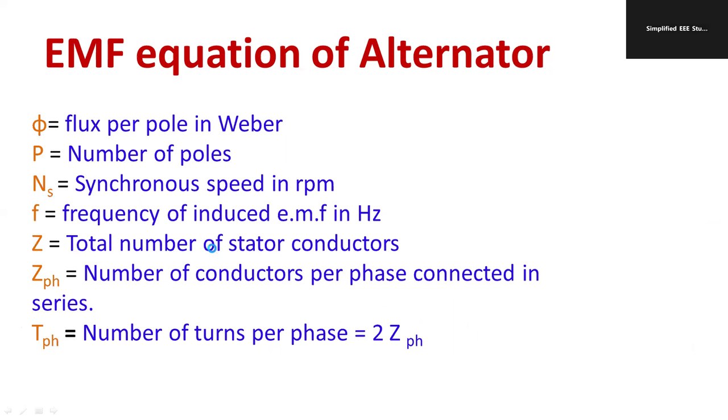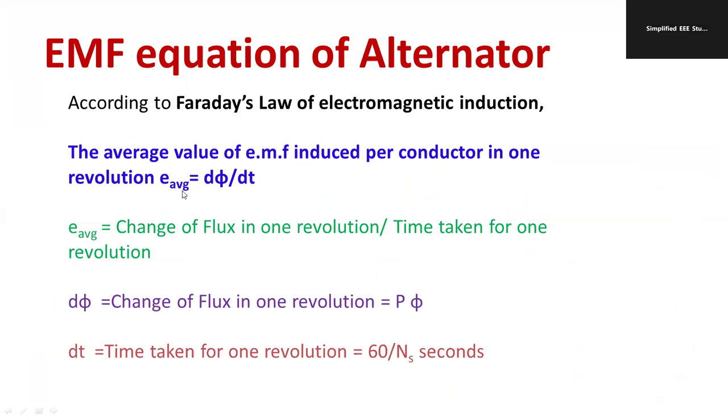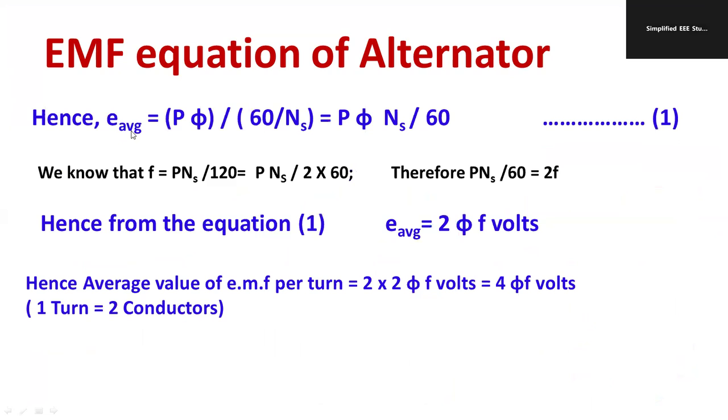So ultimately, I would like to conclude. Initially, I discussed the basic terms. Later, I started with Faraday's laws of electromagnetic induction. Later, I substituted d phi is equal to phi p, dt is equal to 60 by Ns. Then d phi by dt is nothing but p phi Ns by 60. You know that f is equal to PN by 120. 120, I am going to divide into 2 into 60. Therefore, PNs by 60, this 2 you are going to take to the left side. That is 2f. 2f is equal to PNs by 60. Based upon that, I derived the expression for E average.